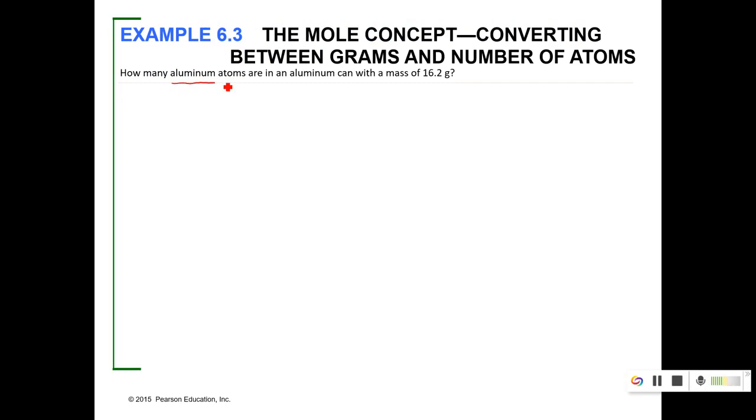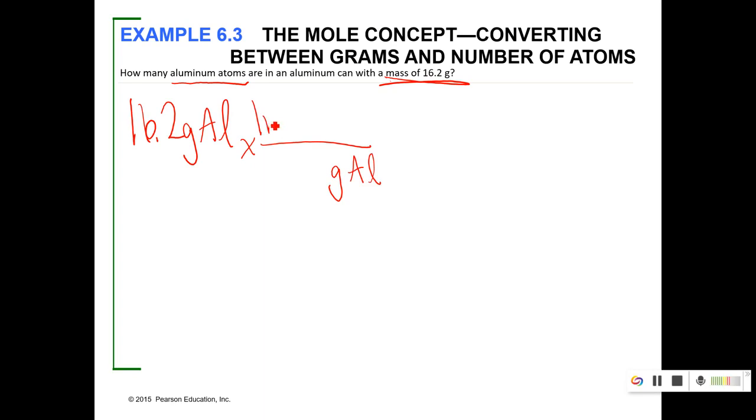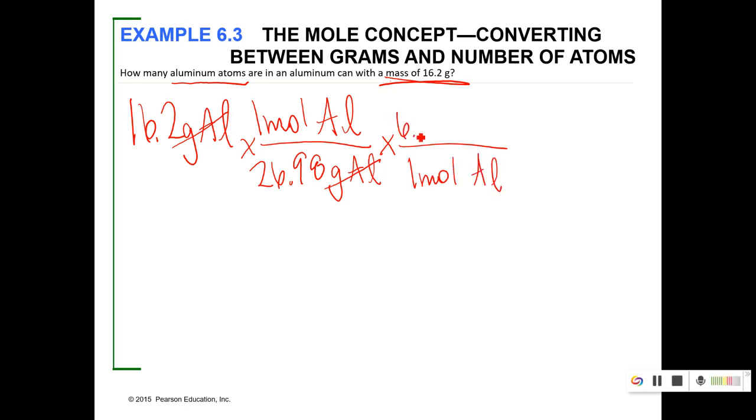All right, so notice it says how many aluminum atoms are in an aluminum can that has a mass of 16.2 grams. Again, it's aluminum. So we go to our periodic table, we look up aluminum, and you should see that aluminum is 26.98 grams per mole. Okay, grams cancels. I want to cancel them here because we've got more than one step because I don't want moles, I want atoms. So we need to go again. So 1 mole of aluminum is equal to 6.022 times 10 to the 23 atoms of aluminum.